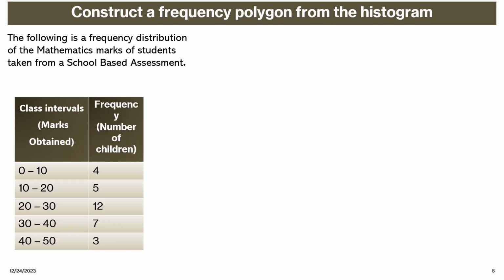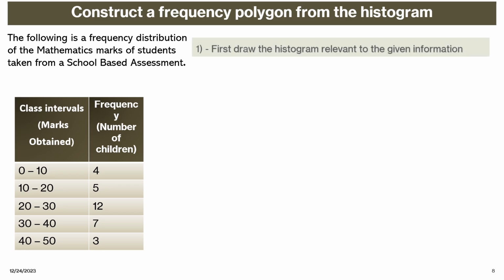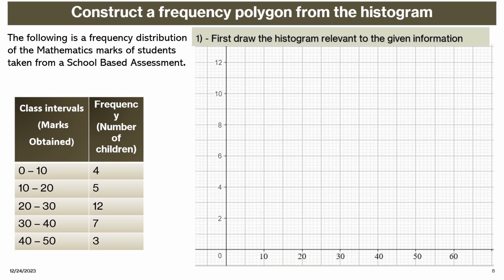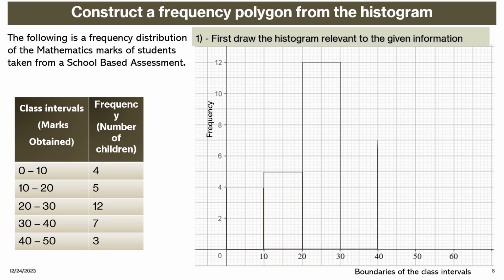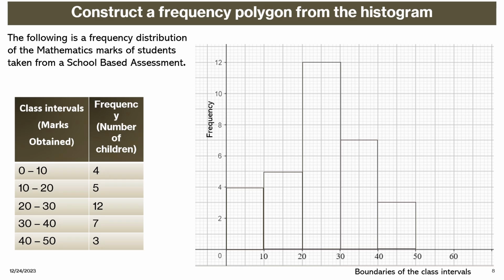A data distribution is given here with equal size class intervals and frequencies. The first step, draw the histogram relevant to the given information. Since we have learned how to construct a histogram, I am not going to explain it again. However, it is easy to construct a histogram because the given data distribution has the same size class intervals.